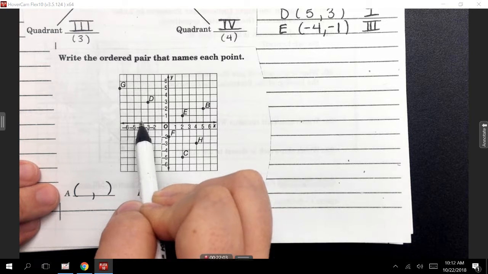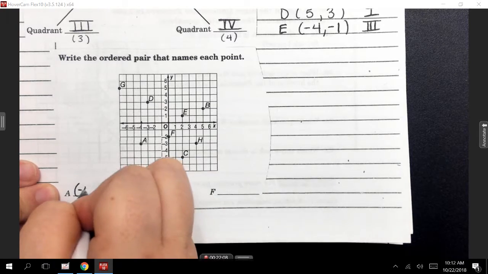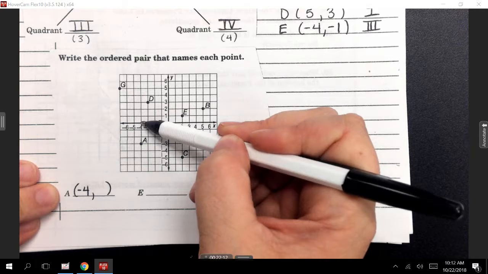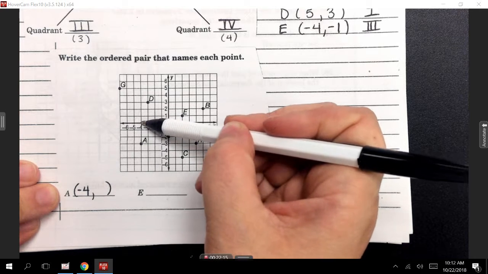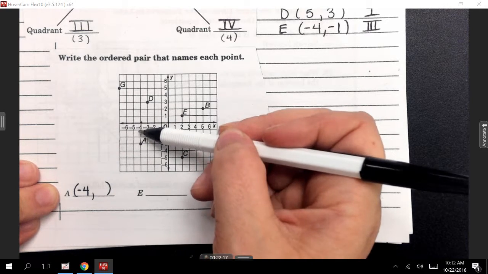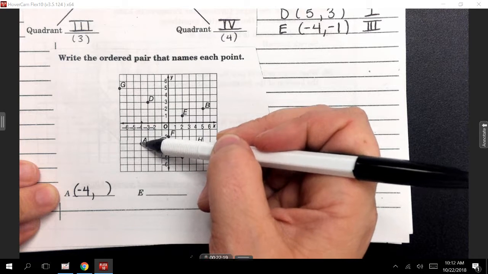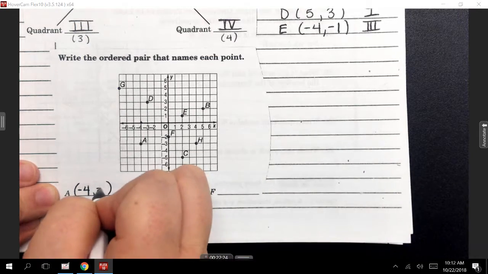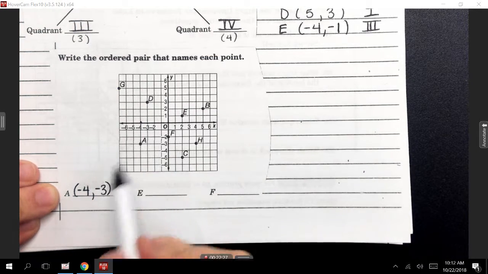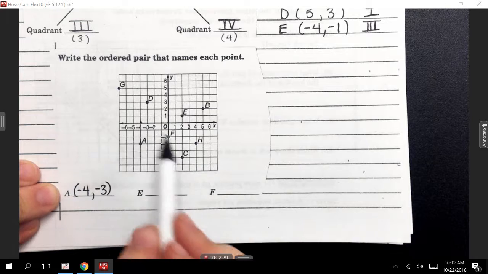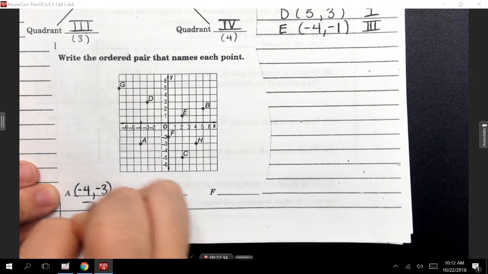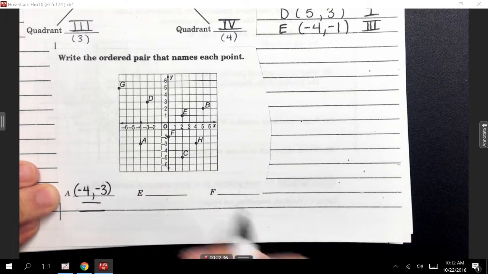Since I went backwards 4, what number is that? -4. Okay. Once I go backwards 4, now what do I need to do to get to A? Sasha? Go down. So we're going down 1, 2, 3. So what am I going to write for that next number, Lauren? -3. All right. So we got -4, -3. What quadrant is A in? What quadrant is that? Hayden? 3.